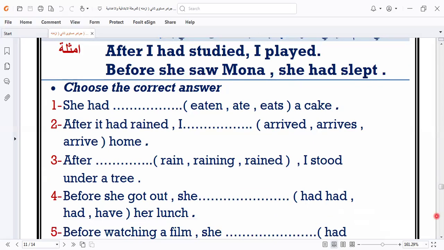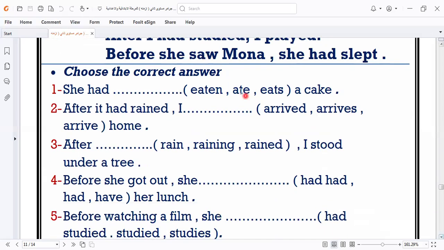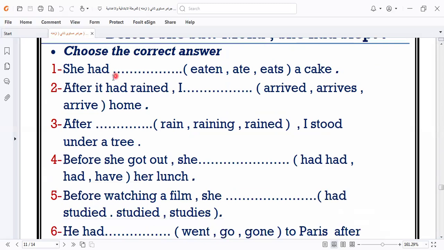Let's answer the questions below. She had, as we know, had is followed by the past participle of the verb. And as I told you in the last video, we have many verbs followed by irregular forms. We must study the irregular verbs very well to answer the questions. We must study them by heart.